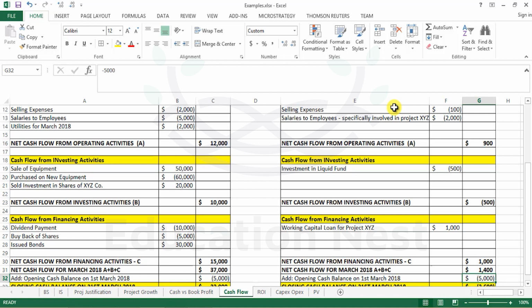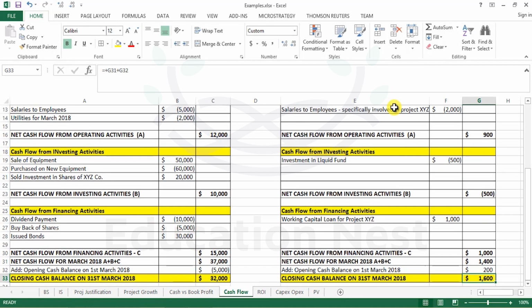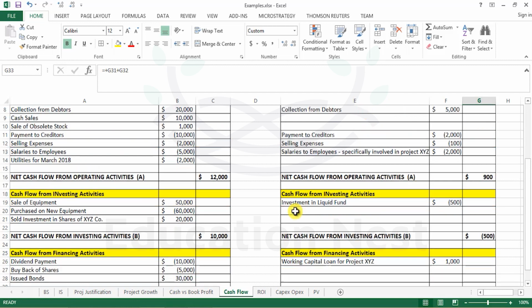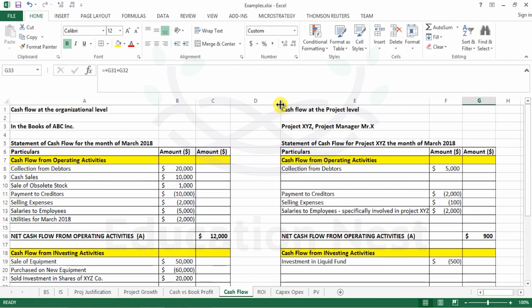Also, suppose he had additional funds of $200 in hand as opening balance on 1st of March. Closing balance of Mr. X for the project XYZ on 31st of March comes to $1,600. So technically speaking, there's no difference in these two on a fundamental level, right? Principles are the same for both of them.